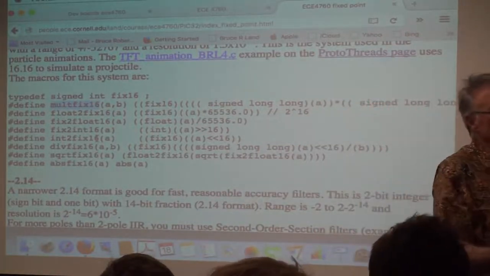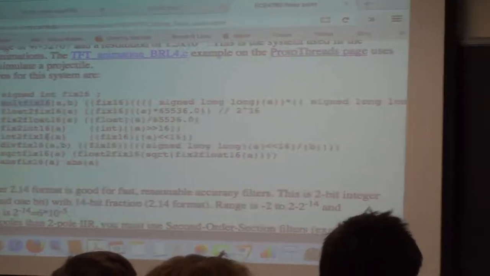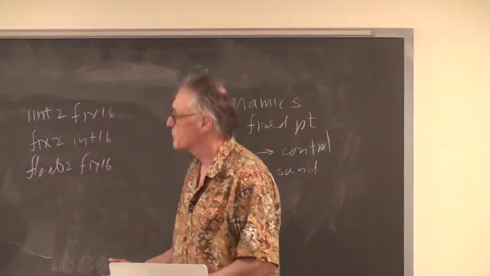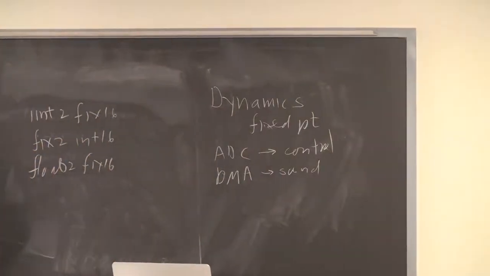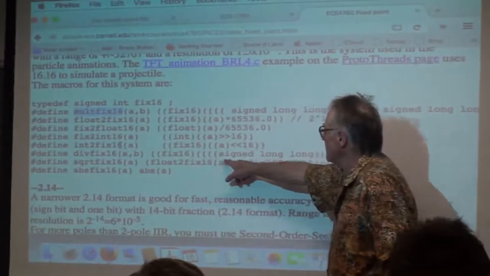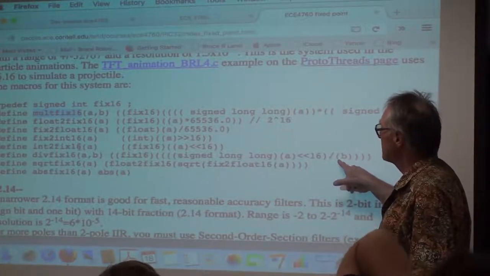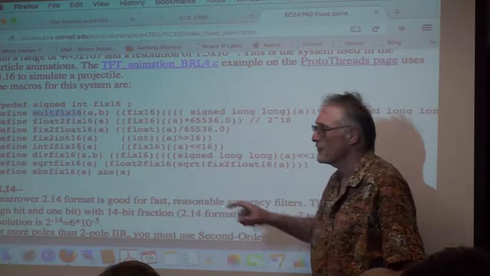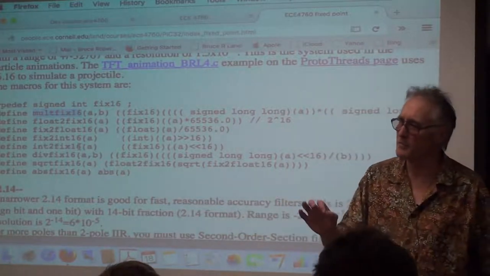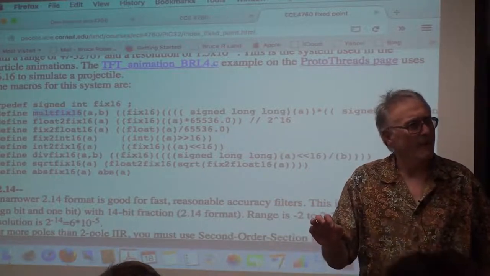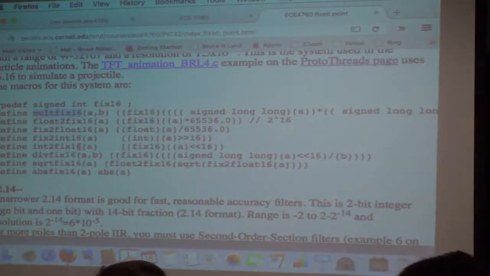Typically, you would use float to fix only during setup, only when you're getting the animation ready to go, because you want to avoid floating point operations during the execution of the animation loop. Also, even though divide is defined, you want to avoid divide because that's like 50 or 60 cycles. And interestingly, it's faster to do a floating point square root than a fixed point square root. Why do you think that might be? Well, there's various technical reasons, but the main one is that the number is already normalized to 1/2.